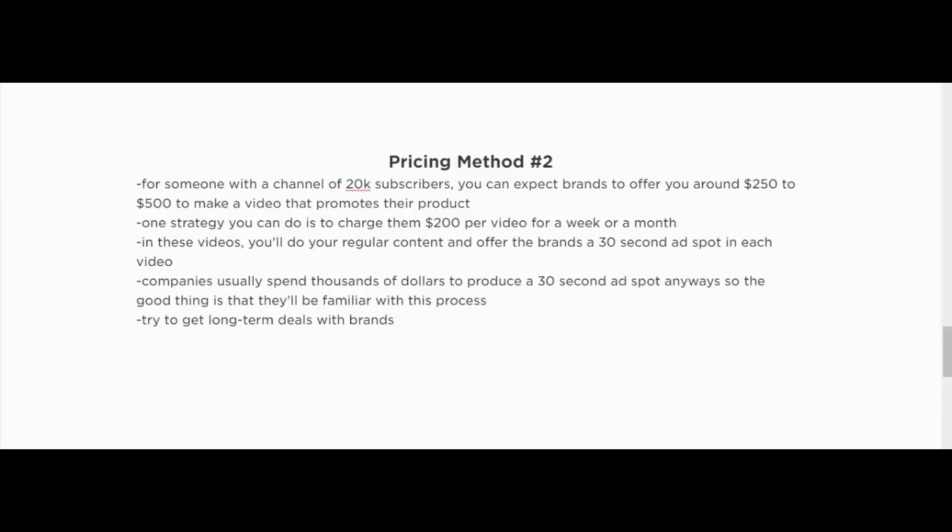Now, one strategy that you can use, and this is something that barely anybody does, is to offer them a multiple video deal where they'll get a lower rate per video. So you're going to be giving them a deal, and it's going to work in their favor as well, because they're offering to pay between $250 to $500 anyways per video from other influencers. But here you are, offering to make multiple videos for $200. So you're going to be saving them a lot of money in the long run.